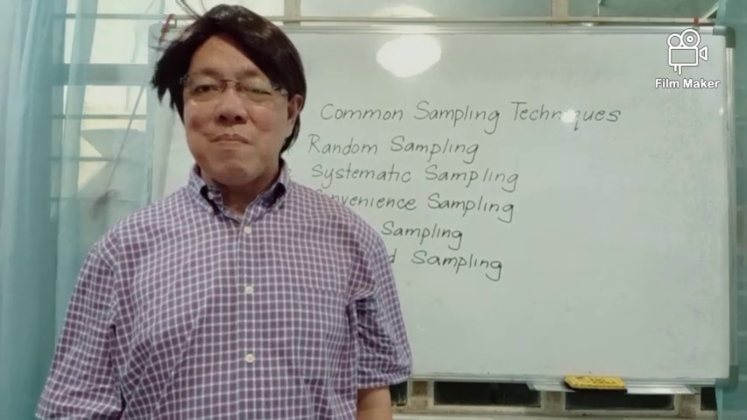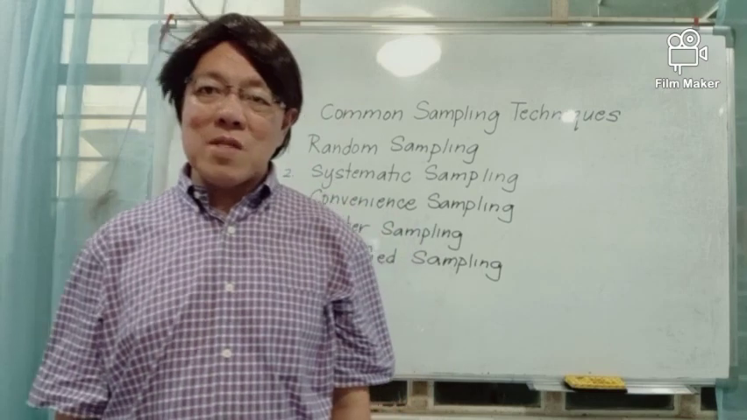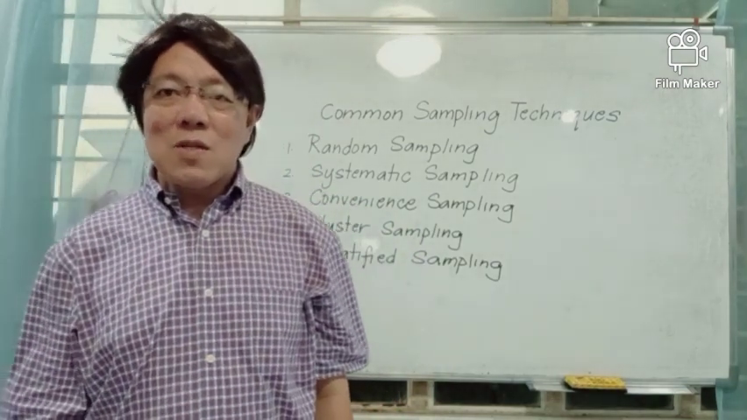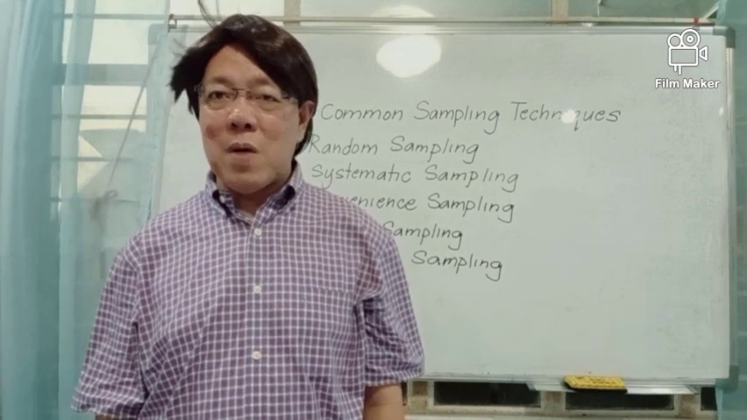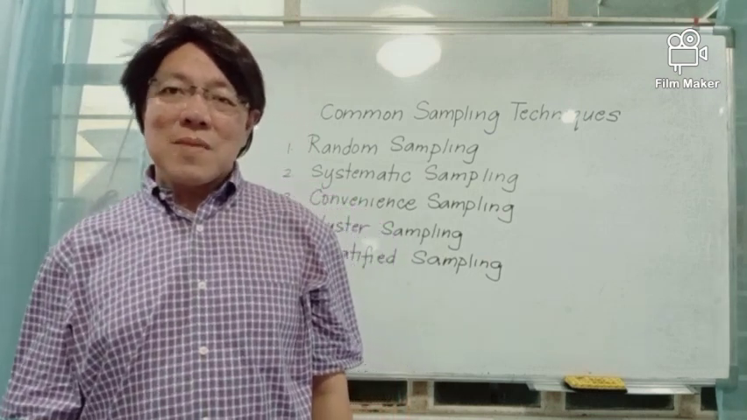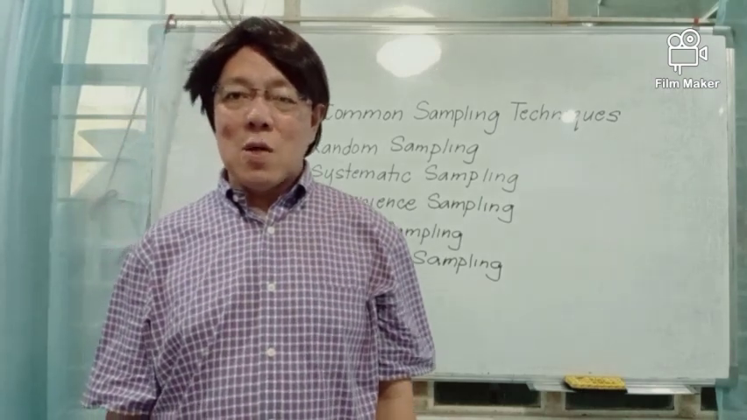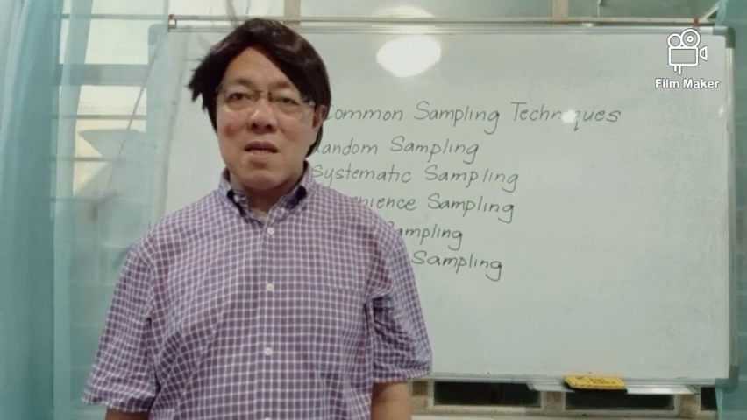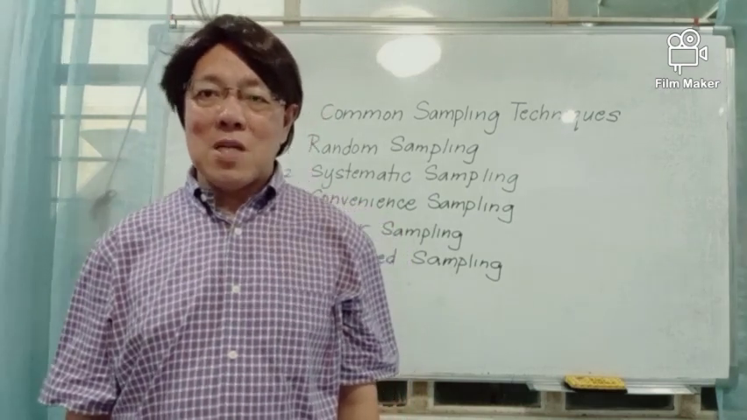And in most cases, it's impossible to include all the members of the population in a study, so we select a sample or a small part or portion of the population. But the sample has to be an accurate or excellent representative of the population. So we have sampling techniques for selecting a sample from the population.